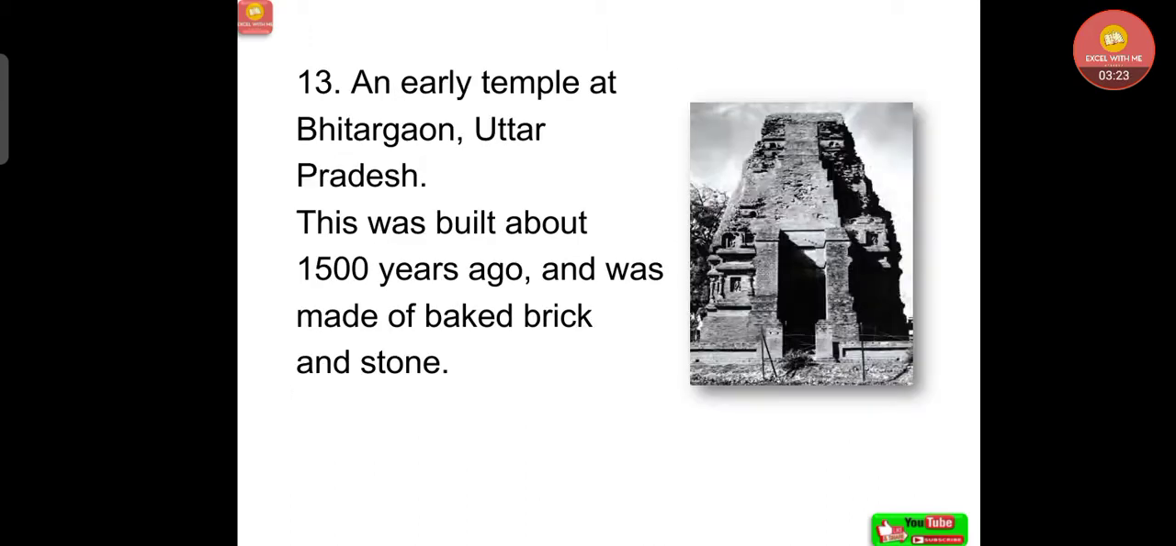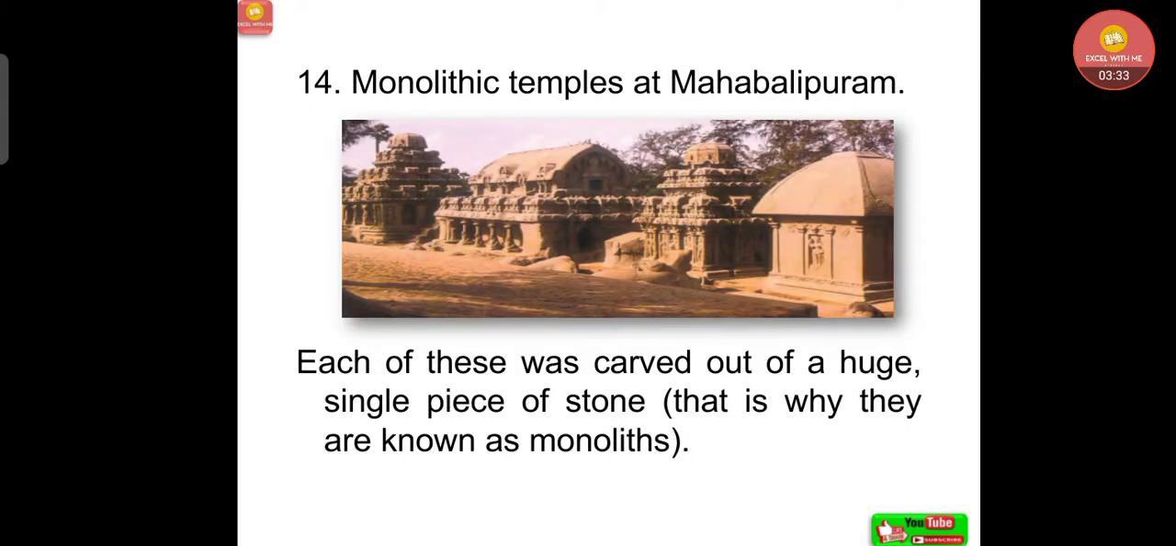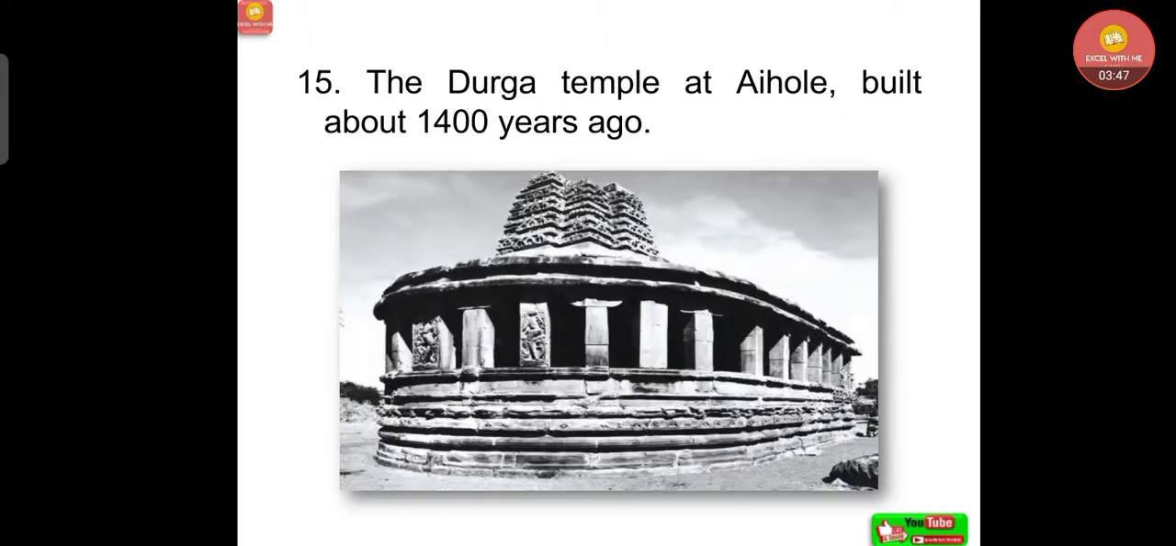Now, an early temple at Bhitargaon, Uttar Pradesh. This was built about 1500 years ago and was made of baked brick and stone. You can see the picture over here. Now, monolithic temples at Mahabalipuram, very important site. Each of these was carved out of a huge single piece of stone. That is why they are known as monoliths.